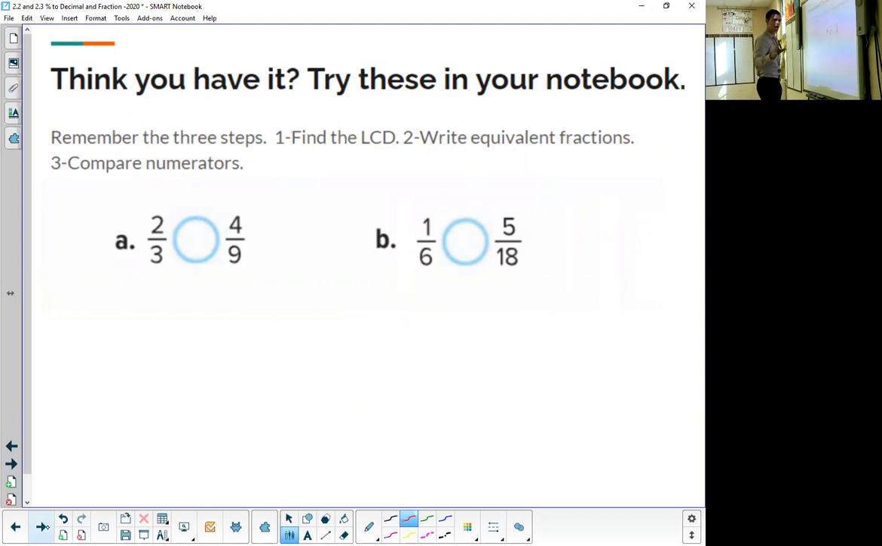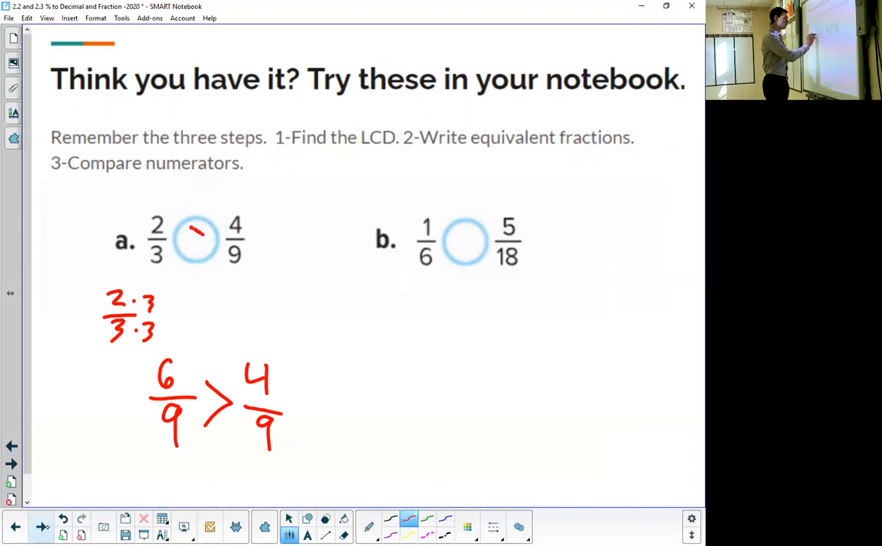Now, you can multiply 3 and 9 to get 27, or you can notice that 3 is a factor of 9. You can see that for 2/3, if we multiply the top and bottom by 3, we can get 6/9. And we're comparing that to 4/9. And well, 6/9 is greater than 4/9. So that's a solution we can have for that one.